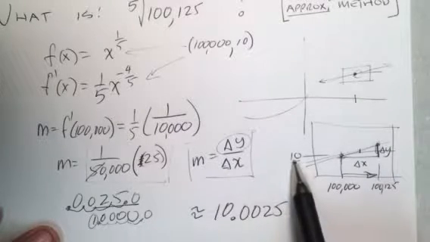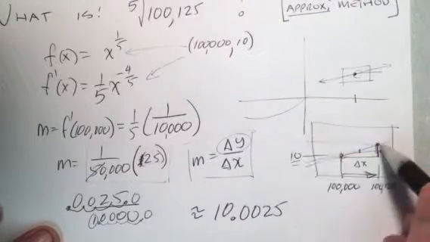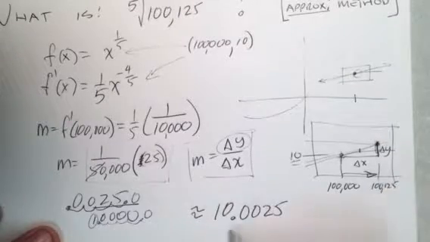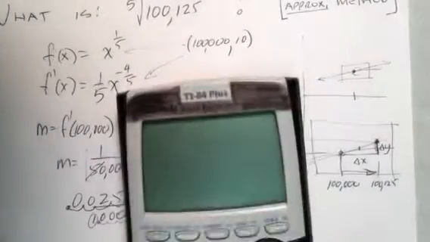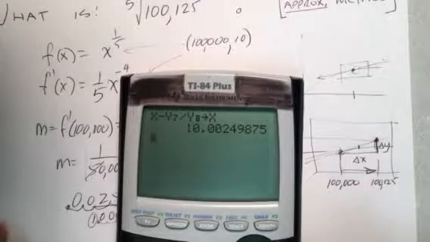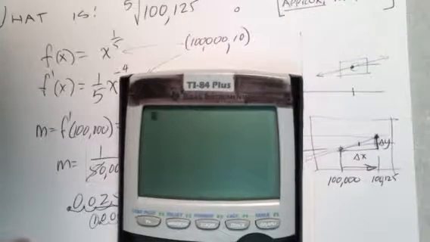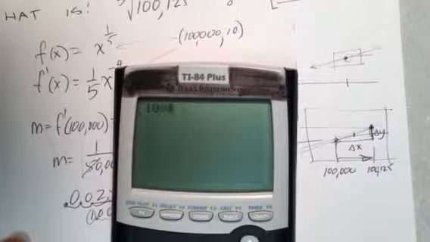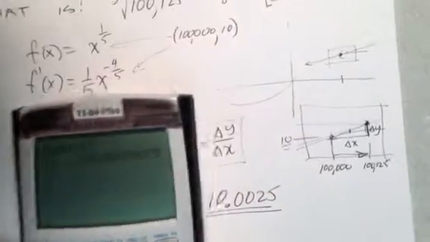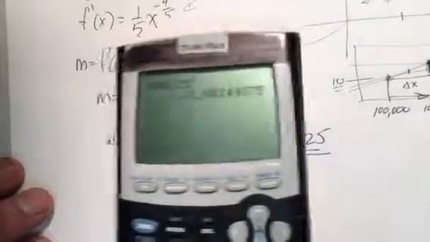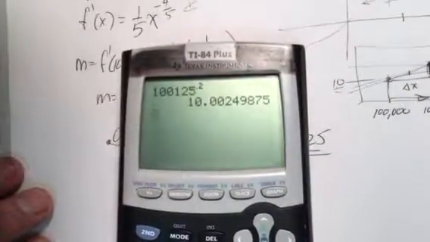Because I just take my original 10 and add on the delta y amount, and that's where I would be. If you put that in a calculator, which we can do, I would type 100,125, and I raise that to the 0.2 power, the 1/5, there it is. So it's very, very close. You can see right there, very, very close to 10.0025.